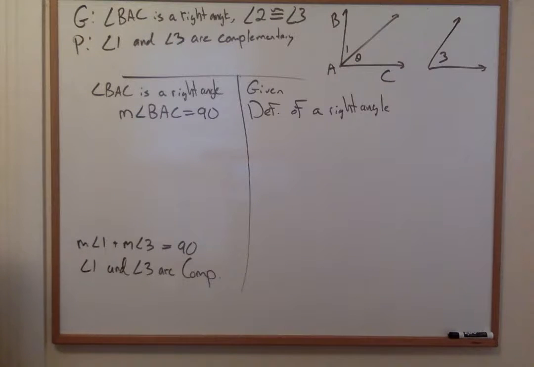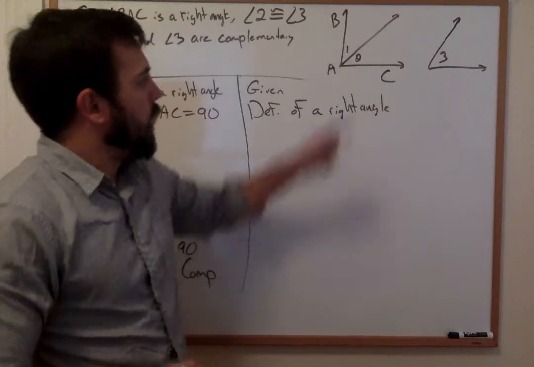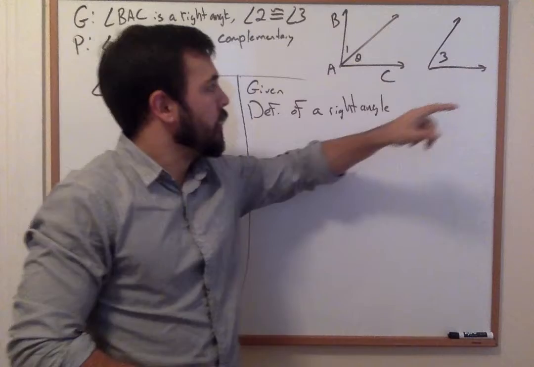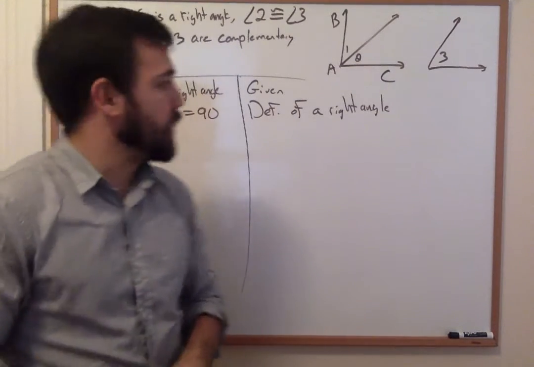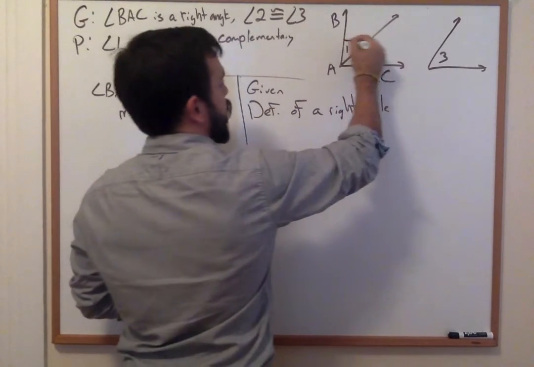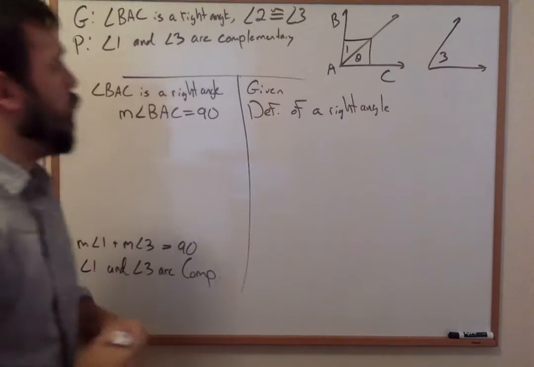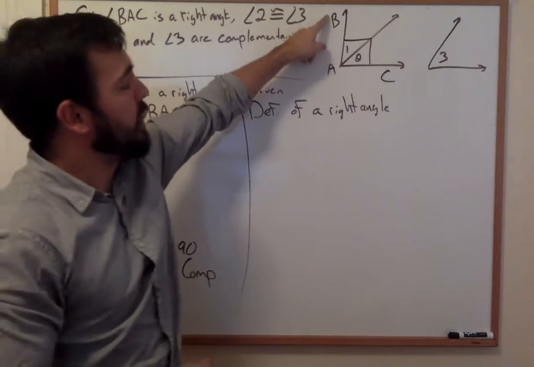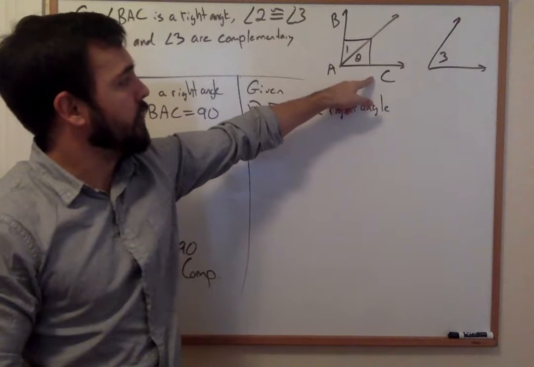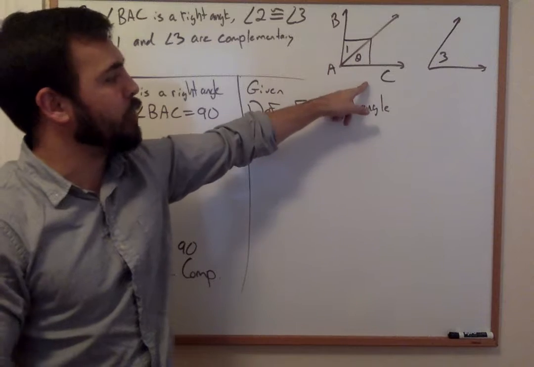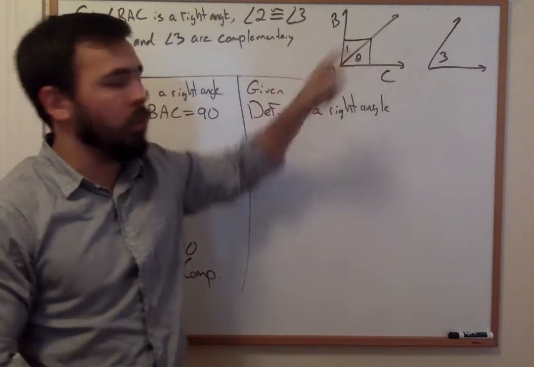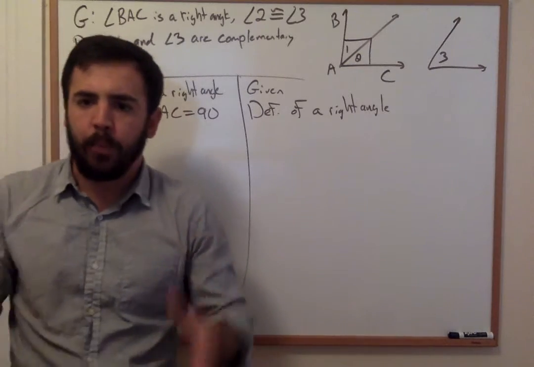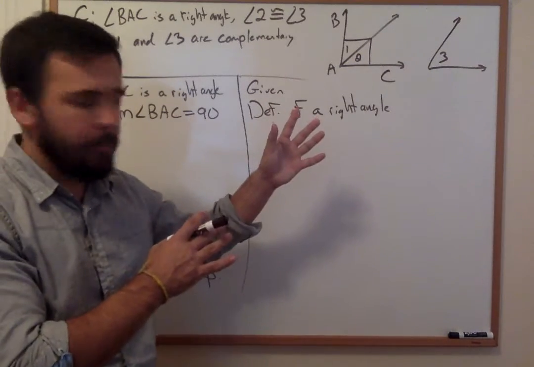Let's go to our diagram. Angle 1 is over here. Angle 3 is over here. The only 90-degree relationship I have is right here, because I'm given that BAC is a right angle. Okay? Therefore, if BAC is a right angle, 1 and 2 must be complementary. So that's the only complementary relationship we have in this diagram.